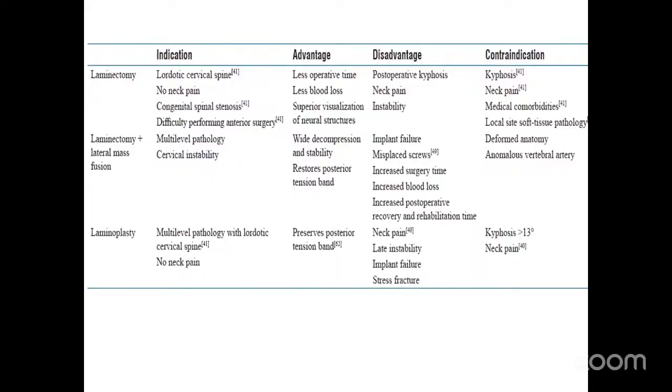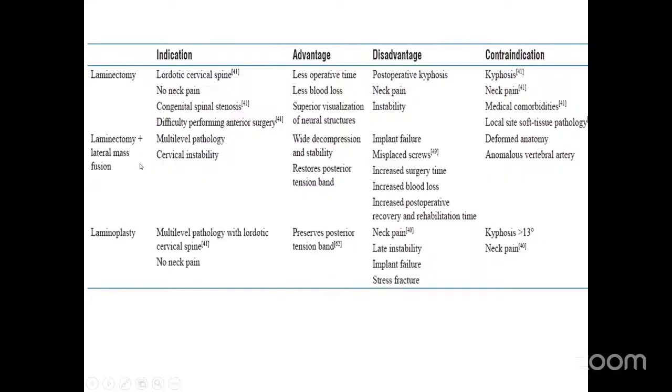So this is what we have already discussed. Laminectomy, which is just the decompression of the cervical spine. When do we do it? When the lordosis in the cervical spine is maintained and the patient doesn't have neck pain, right? We do only laminectomy from the posterior. So less blood loss, less operative time. Yes, it should not be done when there is kyphosis in the cervical spine. Only laminectomy should never be done.